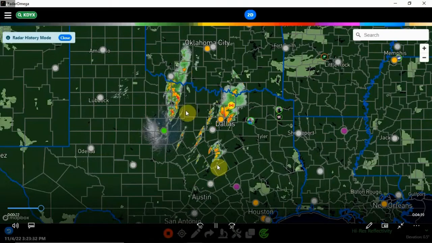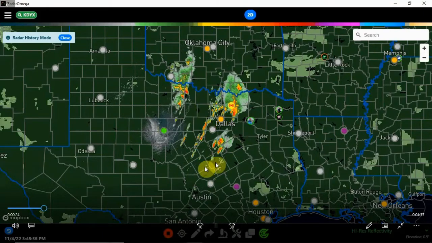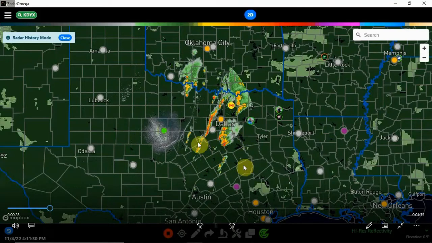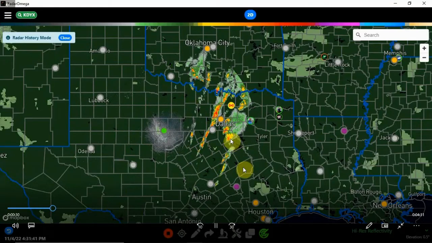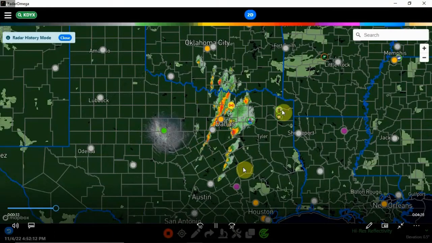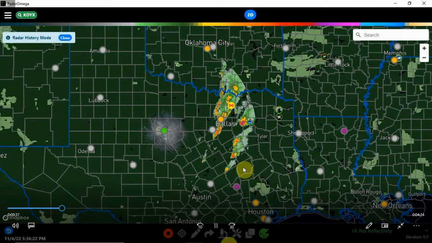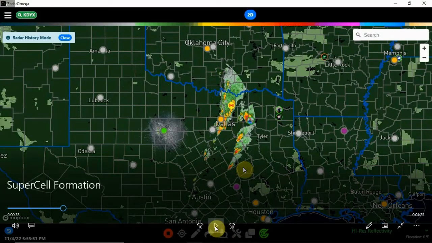And then ultimately, it's these storms here that we ended up watching become supercells, eventually becoming tornadic, and then of course we saw the results of the November 4th outbreak. It was all over the news. So simply put, that's the situation there.